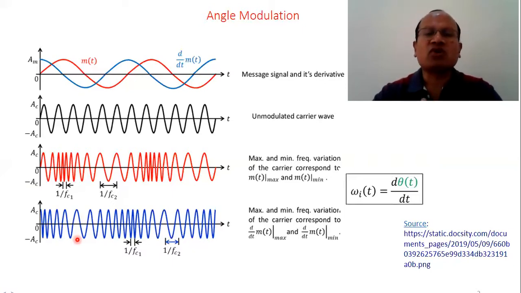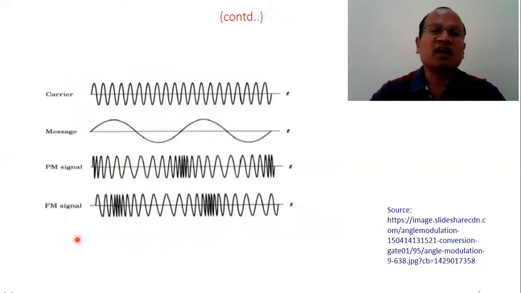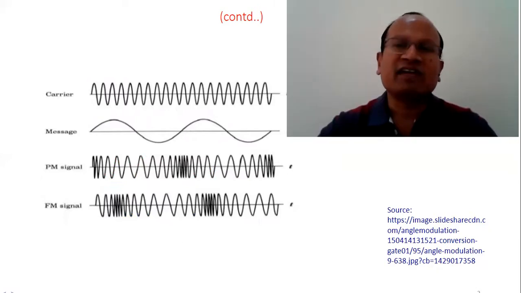Remember, when the carrier attribute is changing in accordance with the instantaneous value of the modulating signal, it's FM, and when there is a change that is actually proportional to the derivative, phase is also changing. So this is very important. Now, you can understand this in one more diagram very interestingly.